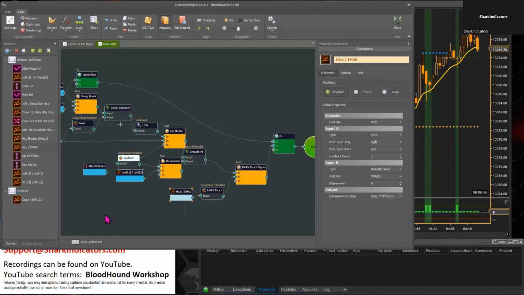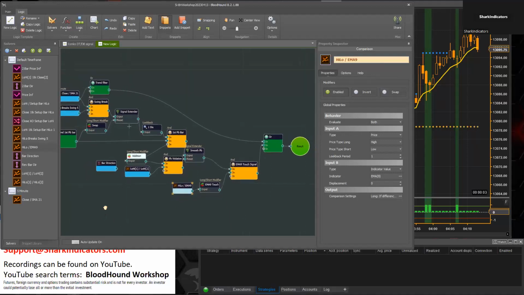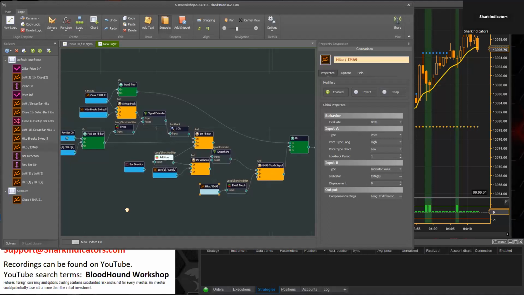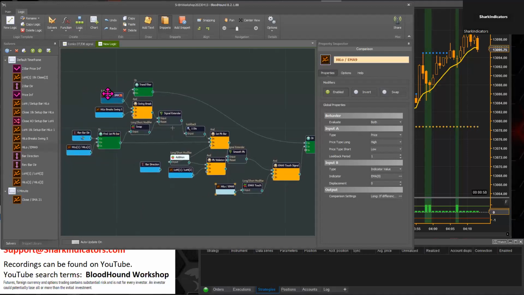Let's see here. What else do we have? Okay, so remember, here's our critical 5-minute trend filter. Let's call this, let's see here, I'll rename this. There we go.